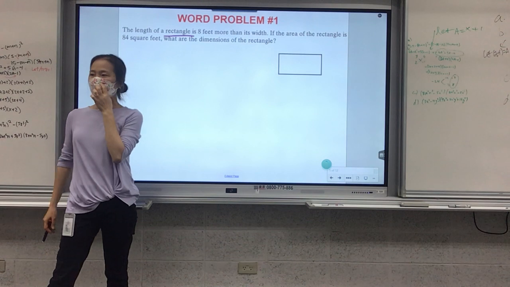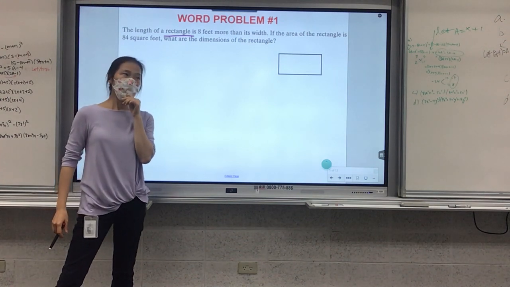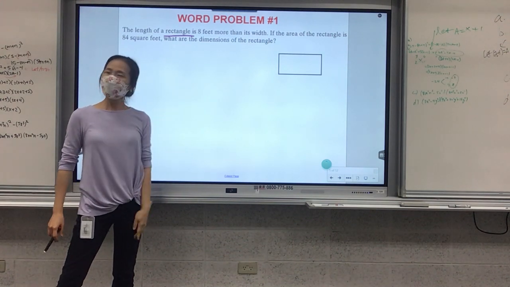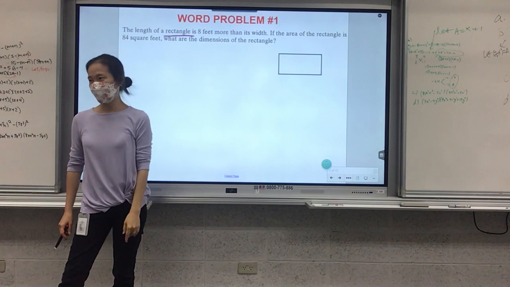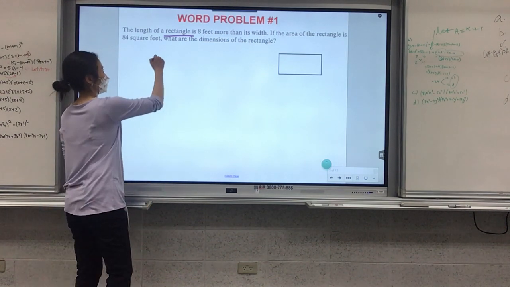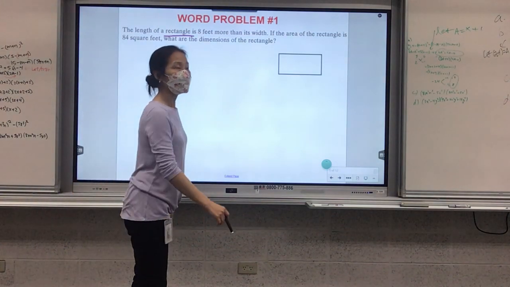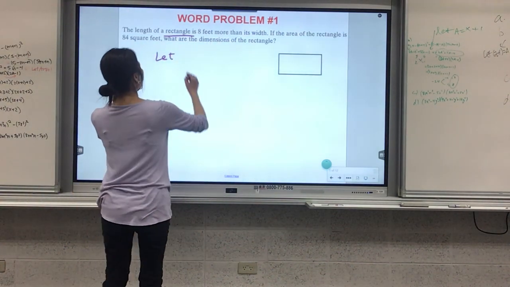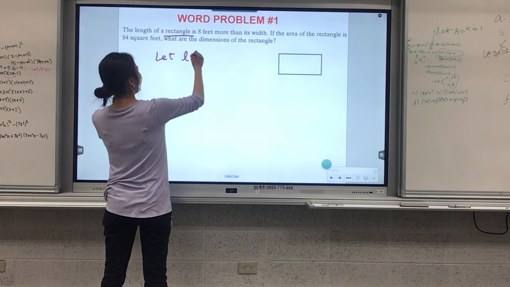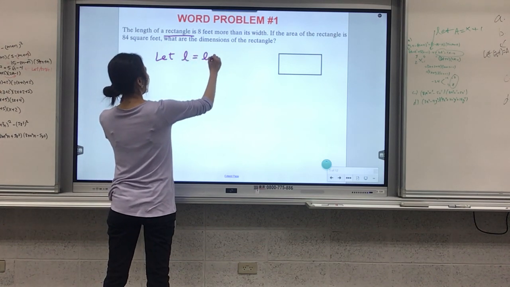With a word problem, we are trying to use algebra to help us, right? So with algebra, you need to set your variables. What do you want to set? L equals length. L is equal to the length in feet.